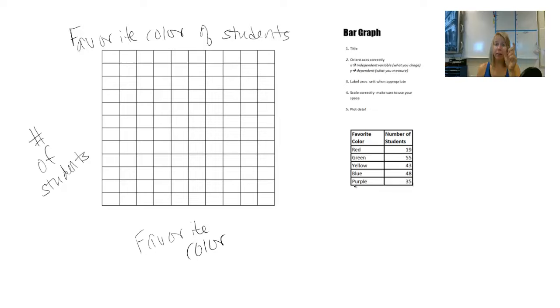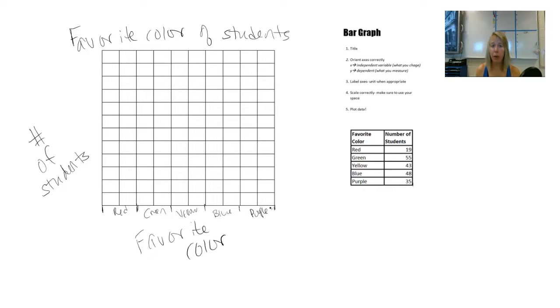Now, I like spreading out my data. So for every 2 boxes, I'm going to make that 1 color. So for instance, from here to here is going to be red. From here to here will be green. From here to here is going to be yellow. From here to here is blue, and from here to here is purple.